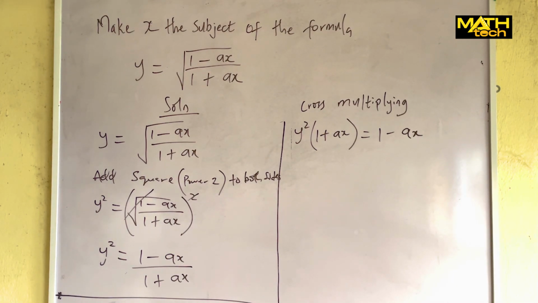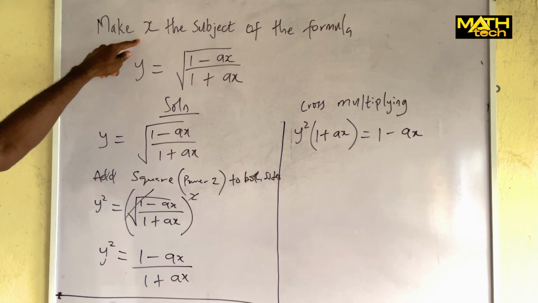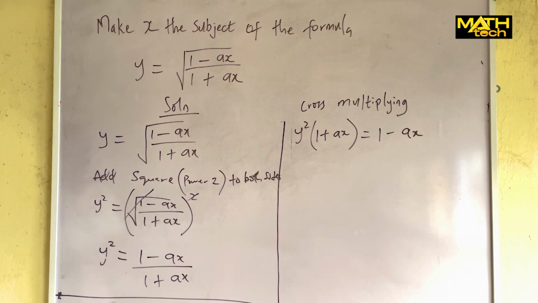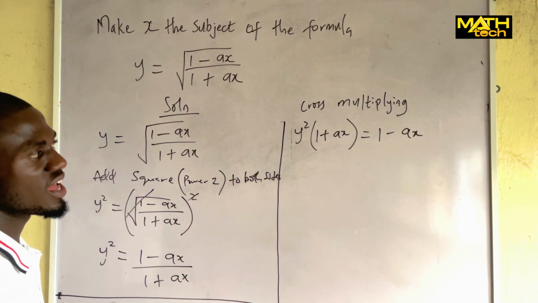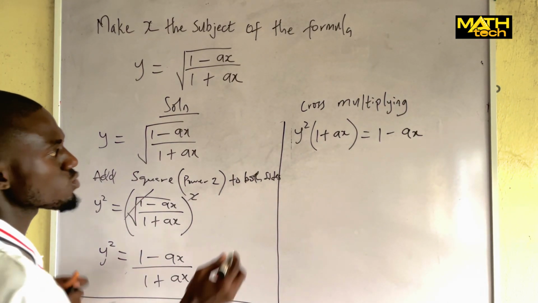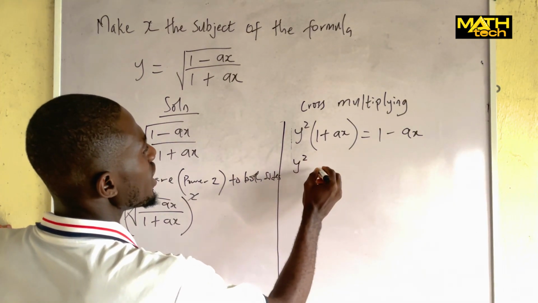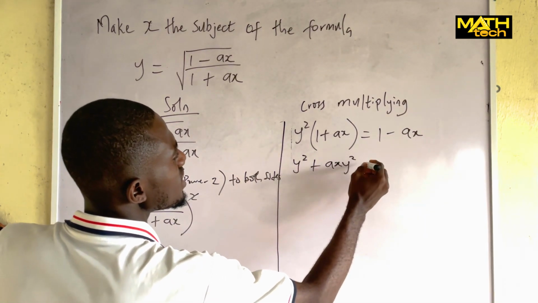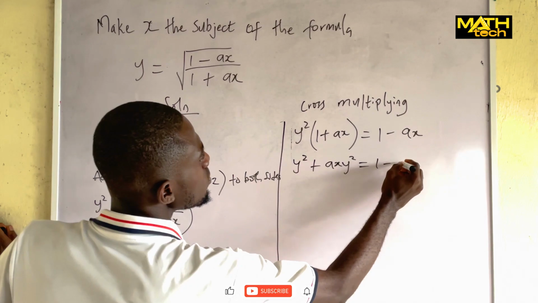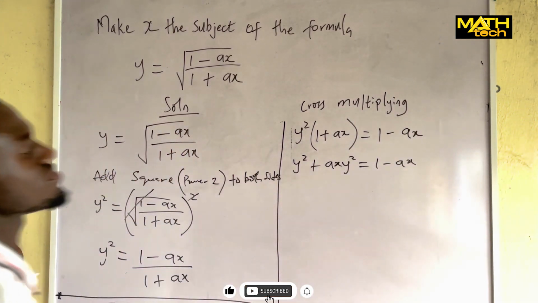So at this point, we are getting closer to making meaning. Our aim is to make x the subject of the formula. So after this, the next step we take is we use the y squared to multiply through this bracket. Using the y squared to multiply through this bracket, we have y squared plus ax y squared equal to 1 minus ax.